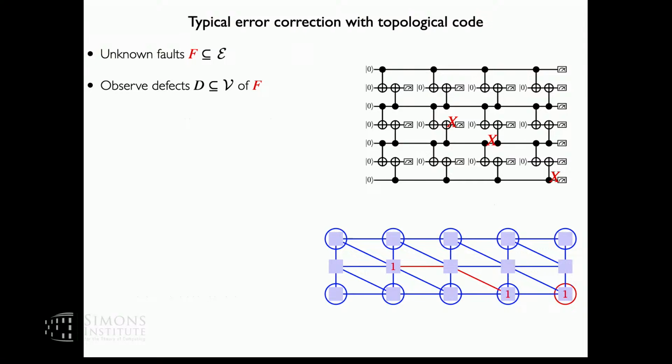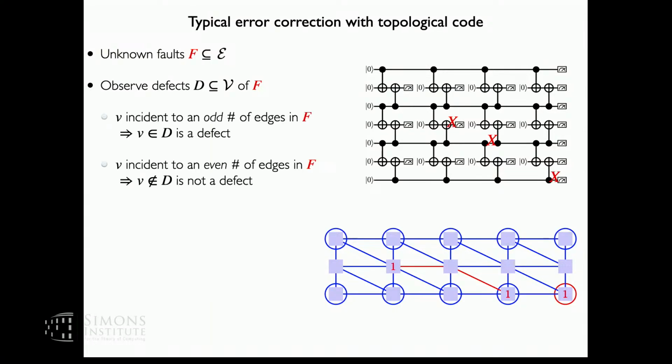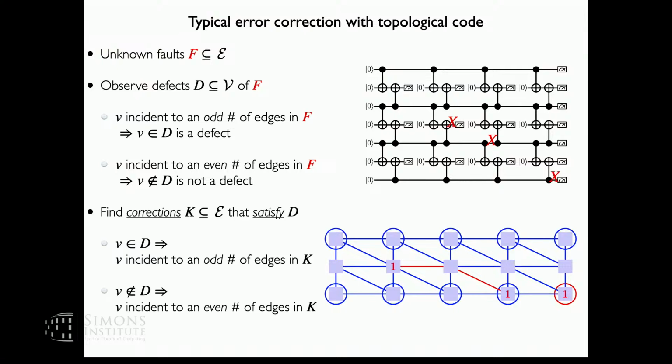So the decoding problem, to summarize it, is we have some underlying ground truths that are unknown. They are the faults. There are some edges, and we will observe defects because of these faults. And the goal is to find corrections, which are also edges, which are your guesses of the location of faults, such that they satisfy D.